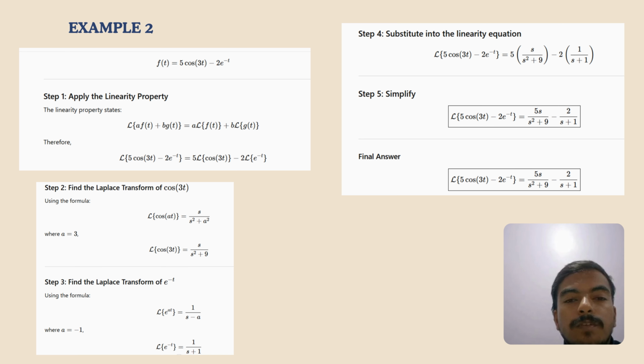After that, I want to explain example 2. As the question is given, f(t) equals 5 cos t minus 2 e to the power of negative t. Firstly, we must apply the linear property equation, as in the slide before this. The equation is Laplace of a f(t) plus b g(t) equals a Laplace f(t) plus b Laplace g(t).